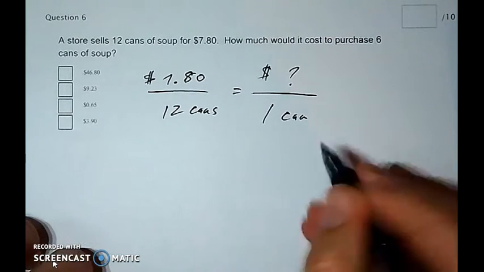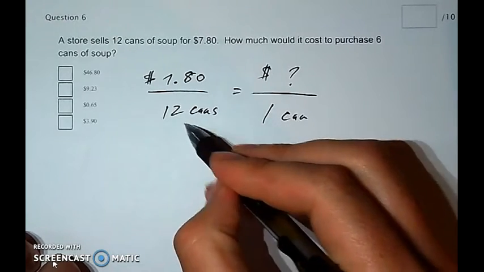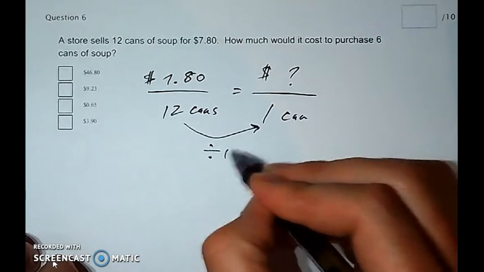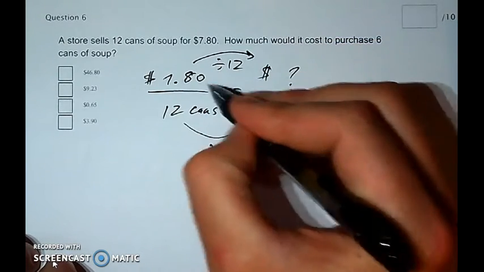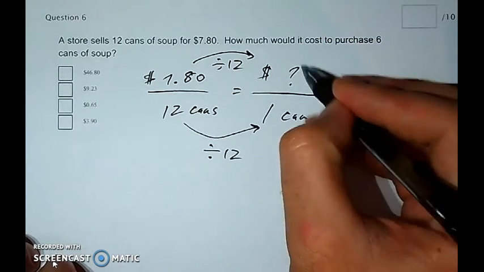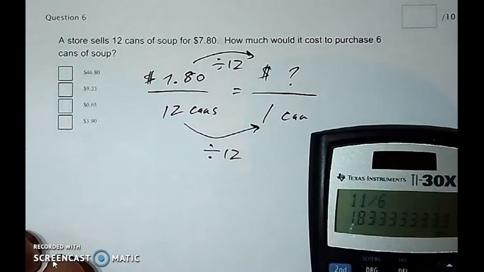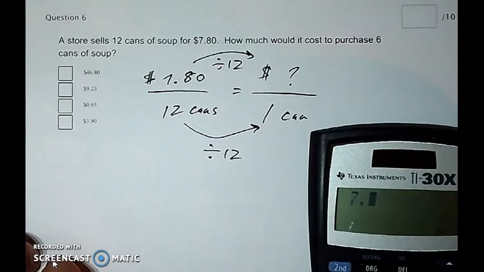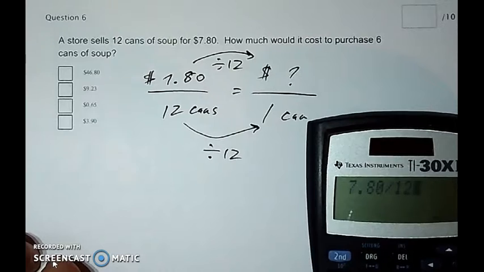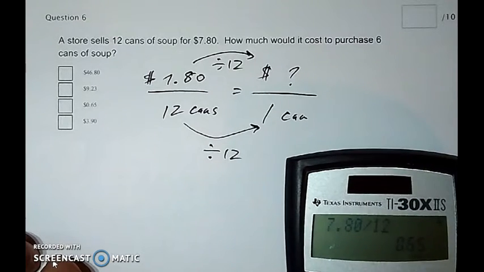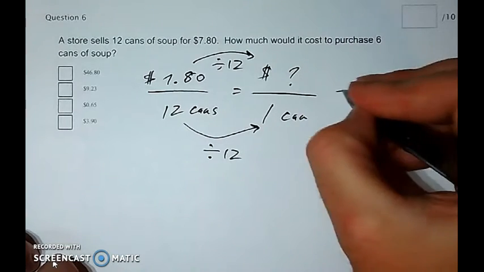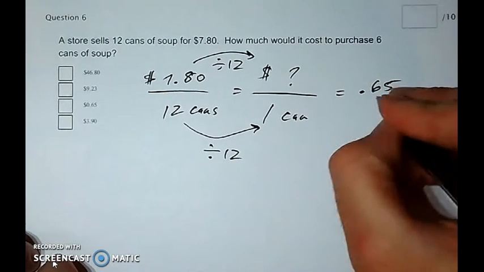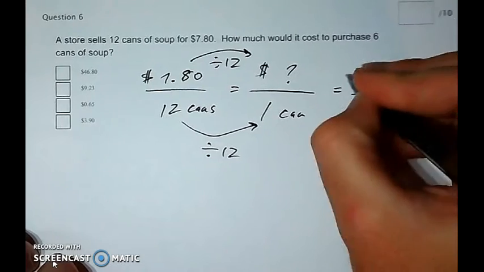right? You can figure that out, and you ask yourself, well, how do I get from 12 cans to 1 can? I divide by 12, so I must do the same thing on the top. Essentially $7.80 divided by 12 to get the cost of 1 can, right? $7.80 divided by 12 would give you the cost of 1 can, and that looks like 65 cents, right? So this is really 0.65 for 1 can, right?